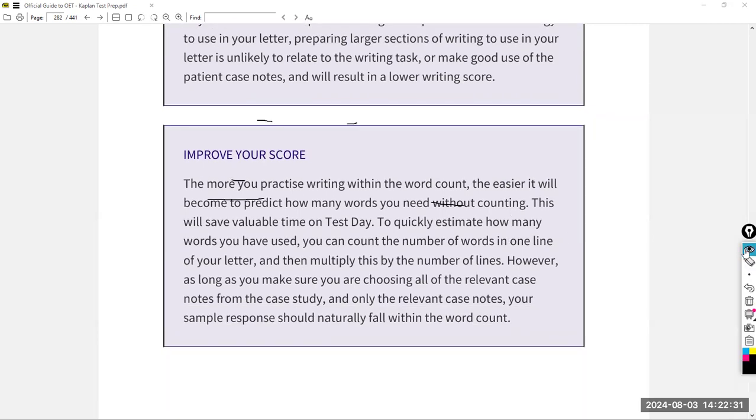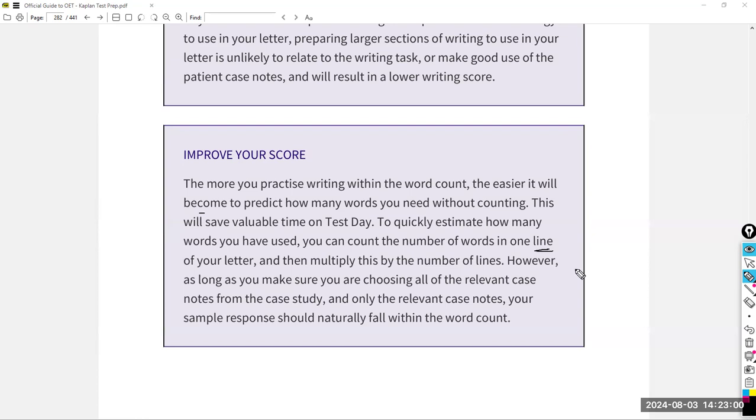Okay, so absolutely, the more you practice your writing, the better it is, and the easier it will become to predict how many words you need without counting. This will save valuable time on the test day. To quickly estimate how many words you have used, you can count the number of words in one line. As I told you, count the lines. It's easier than counting the words.